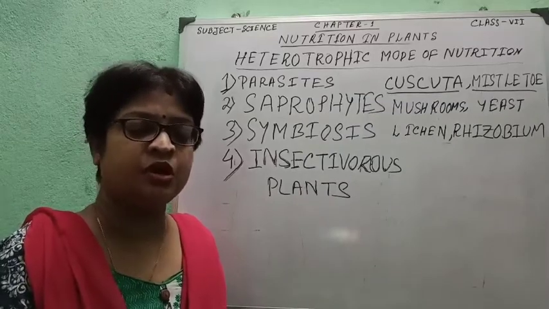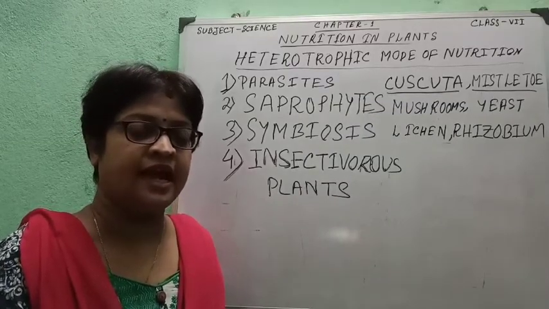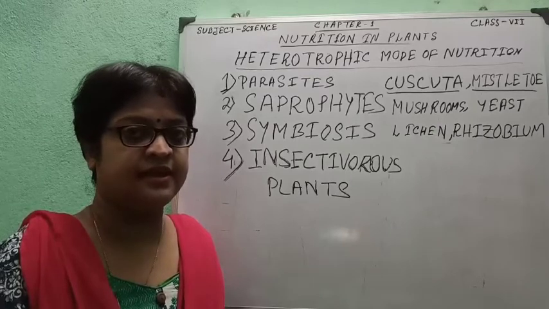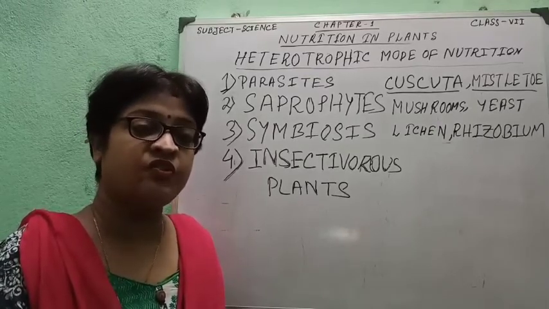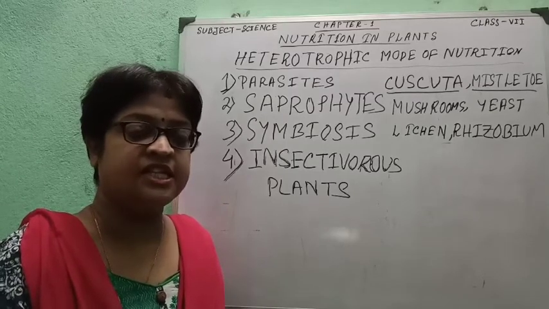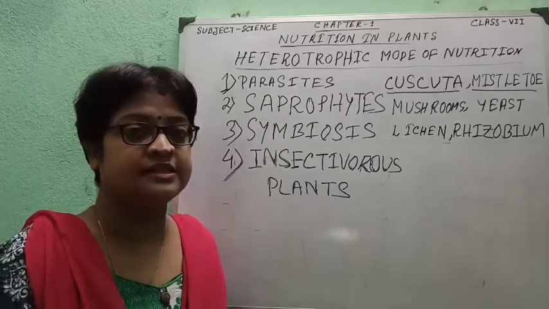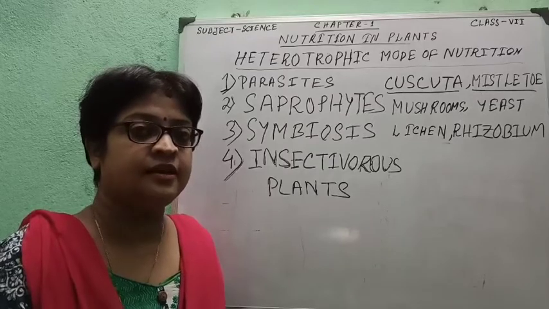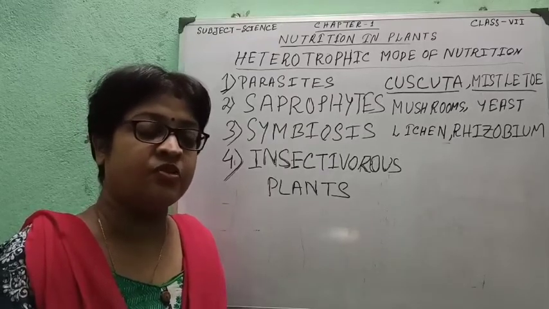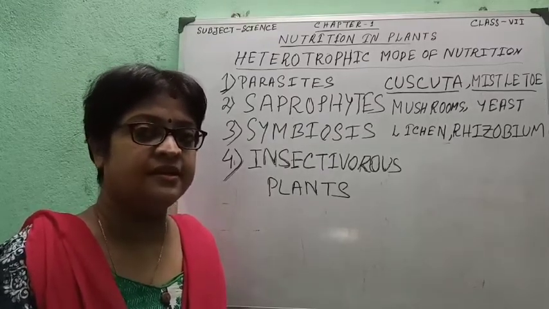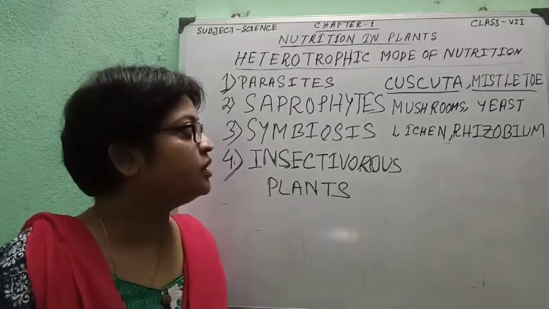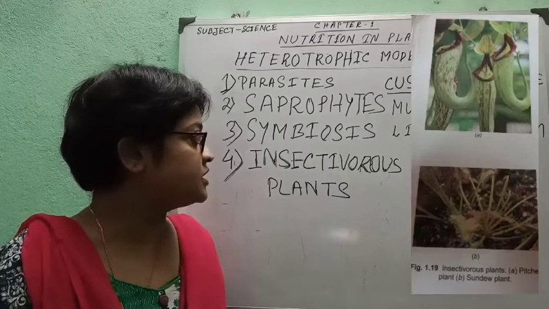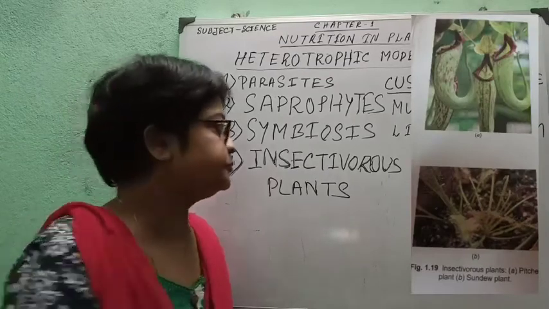Lichen is made up of an alga and a fungus. Algae can make their own food because chlorophyll is present, and share it with the fungus. Fungus absorbs water from the surroundings and supplies it to the alga. Now let's move to the insectivorous plants.